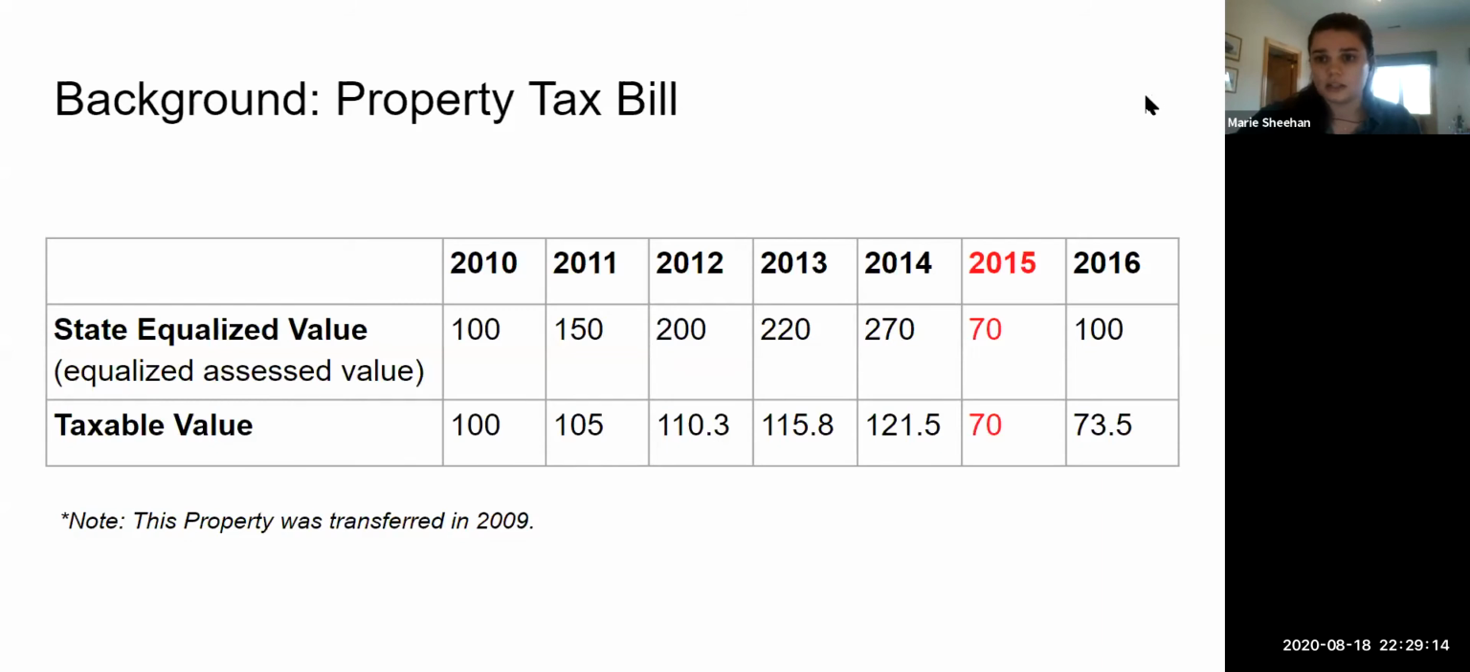So this slide is really just to illustrate the difference between state equalized value and taxable value. So if, for example, a property was transferred in 2009, then in 2010, state equalized value and taxable value are the same thing. The SEV and the taxable value would be set both at 100, and then let's say the value of the property really keeps increasing, but the taxable value will stay low.